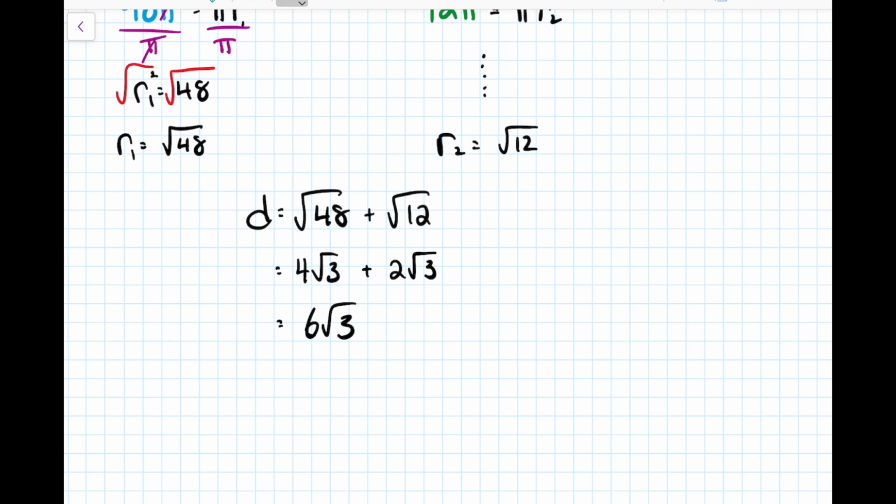If I had given you a unit, like say I had said it was meters squared, we would definitely add a unit here, but we don't have one, so we're just going to leave it as 6 root 3. And there we go. That is the distance between our circles.